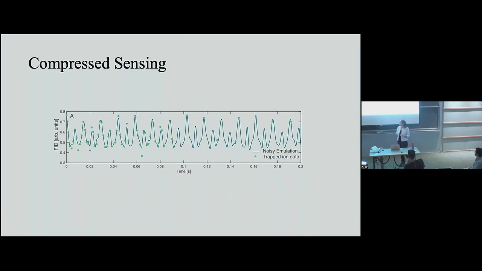And so what I'm showing here is this free induction decay, in other words, this time evolution over time. And we have on the line a noisy emulation of the circuits. So we take our known noise parameters and simulate these circuits. There are only 4 qubits, so we can do this. And then the trapped ion data, the data on our quantum simulator, are the dots here. And so you can see how few points we actually take with this compressed sensing. So this was a huge reduction in the amount of data that was required.